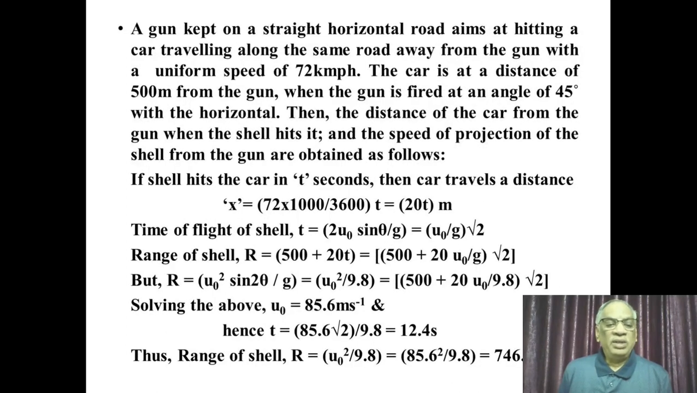Now a gun is kept on the road aiming at hitting a car traveling along the same road away from the gun with a uniform speed of 72 kilometers per hour. You can convert this into meters per second by multiplying by 5 by 18. The car is at a distance of 500 meters from the gun. The gun is fired for the maximum range condition, that is 45 degrees angle of projection with the horizontal.